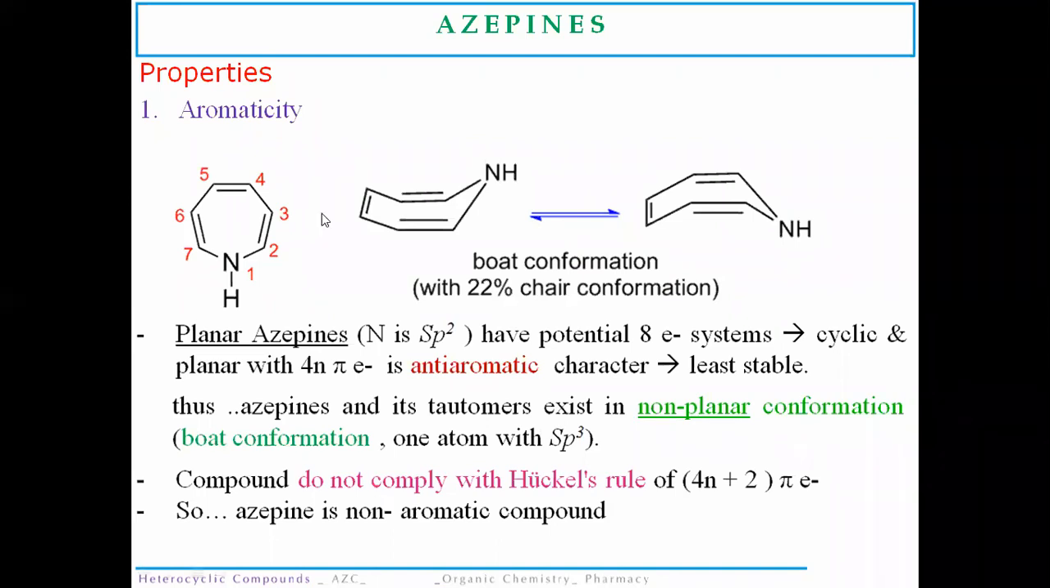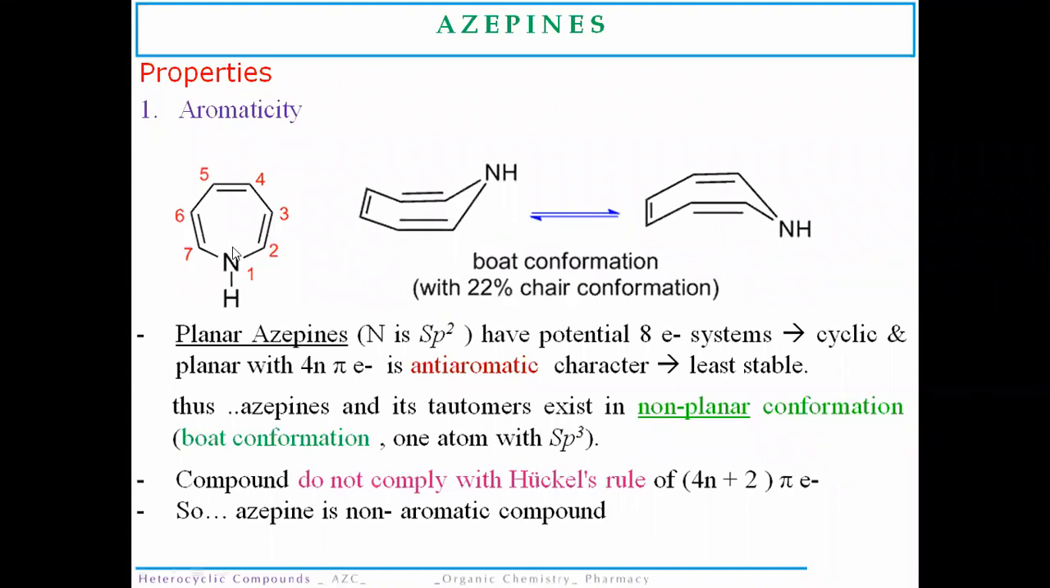So the structure of azepine is planar in nature. The nitrogen atom in the structure of azepine is sp2 hybridized. They have the potential of an 8 electron system. Up till now we have seen 6 pi electron systems. Yesterday we saw pyridine, whose 6 pi electrons inside the ring take part in the aromatic cloud.